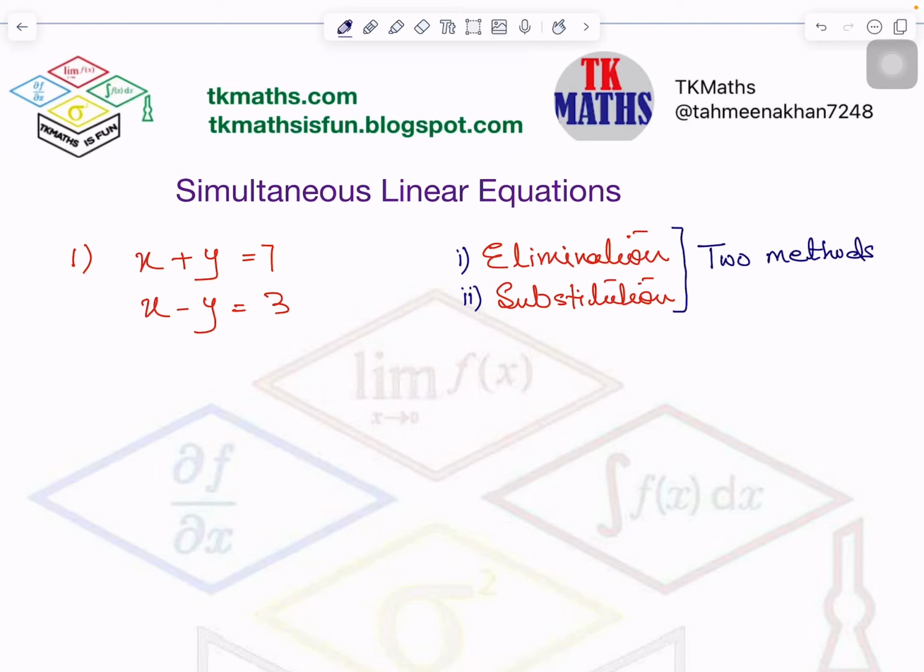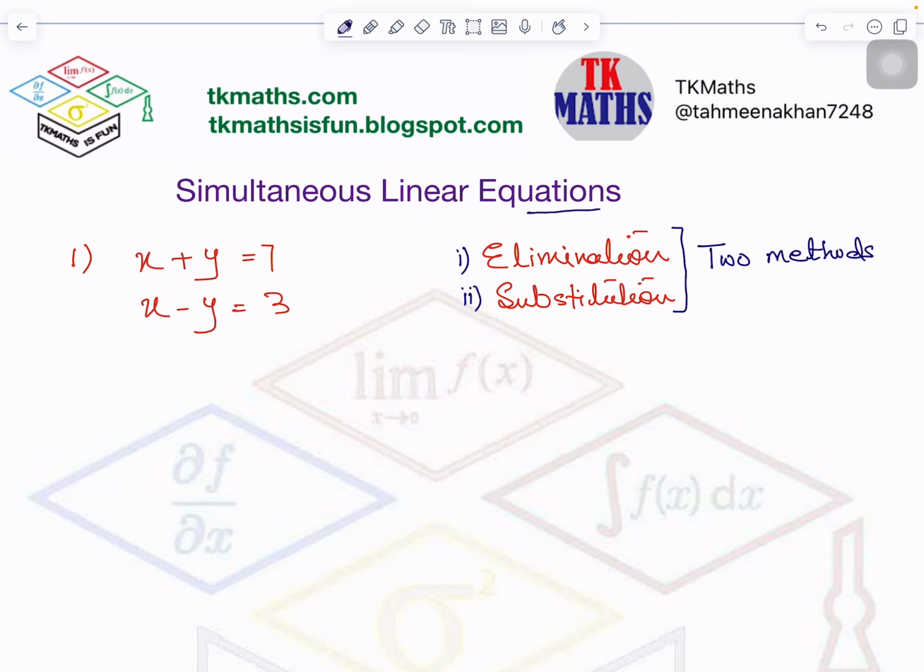In today's video, we will see how to solve simultaneous linear equations. So let's start with the first example, which I have written here on the board. There are two methods to solve simultaneous linear equations. One method is called the elimination method, the other is called the substitution method. Now before that, I would like you to focus on the words simultaneous linear equations.